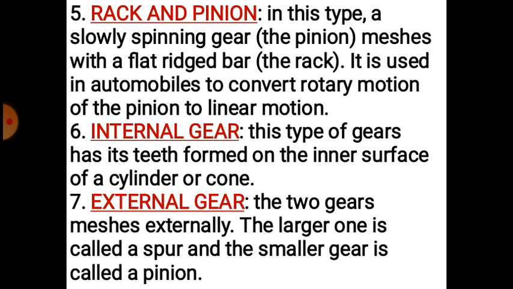The rack and pinion. In this type, a slowly spinning gear which is called the pinion meshes with a flat ridged bar which is called a rack. It is used in automobiles to convert rotary motion of the pinion to linear motion.